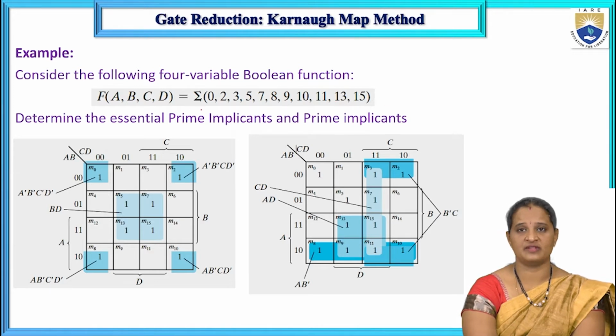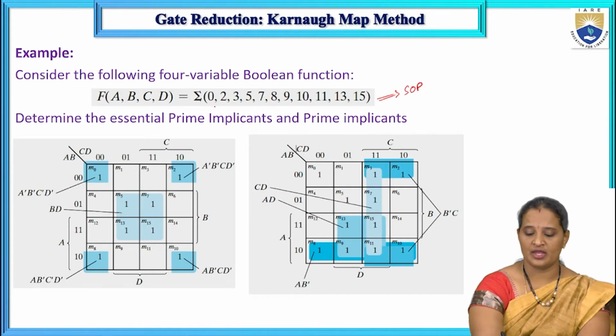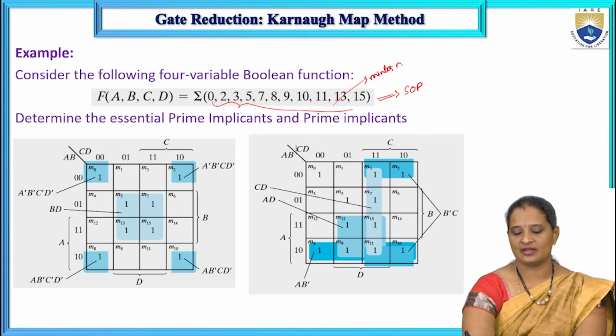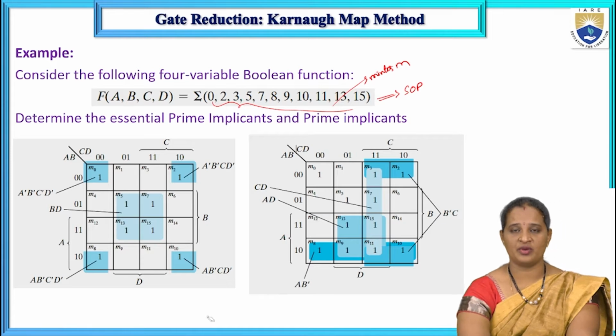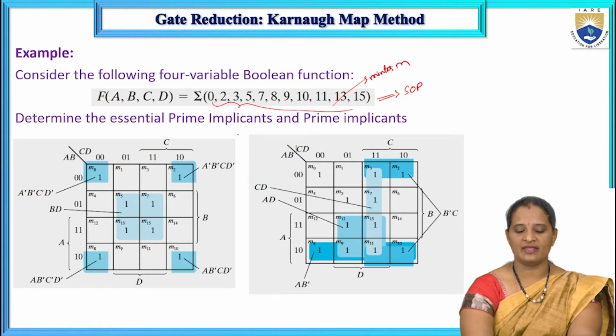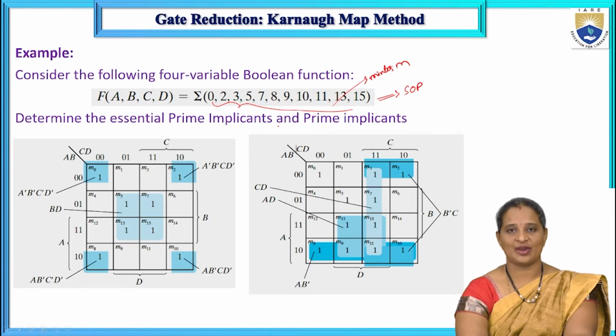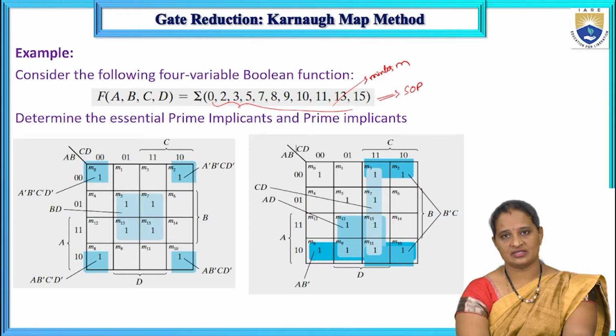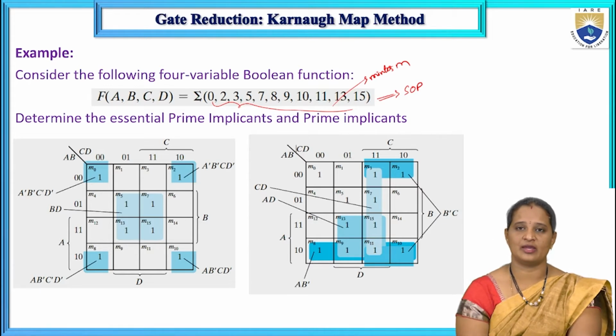So what is the form of this expression? This is given in the form of SOP, which is nothing but sum of products form, whereas all these terms indicate the minterms, and the summation indicates the sum of products form representation. Now determine the essential prime implicants and the prime implicants. This kind of question may be asked in your examination. So how to identify the essential prime implicants and prime implicants?